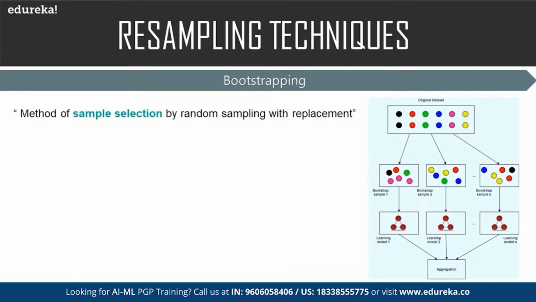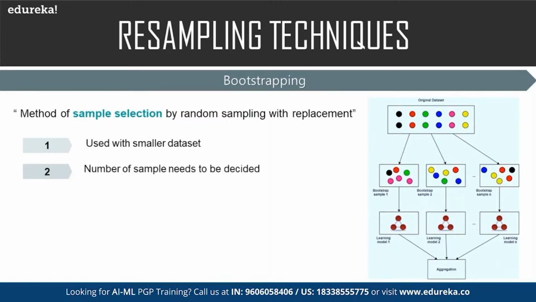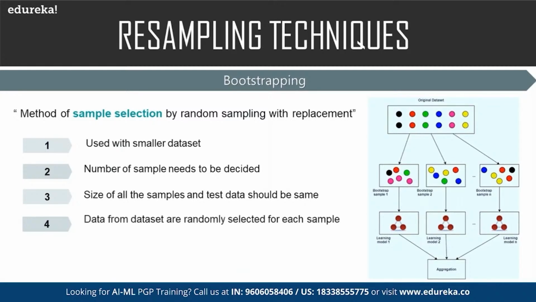Bootstrapping is another method, where we randomly sample the data with replacement. With replacement means that in place of the existing data, we use new data, and this is how we randomly pick the data from the distribution of the data set. This is the method where we sample, resample and split the data. We usually use this method when we have smaller data sets. The number of samples needed can also be decided with its help, and the size of all samples and test data should be the same when we opt for the bootstrapping technique.